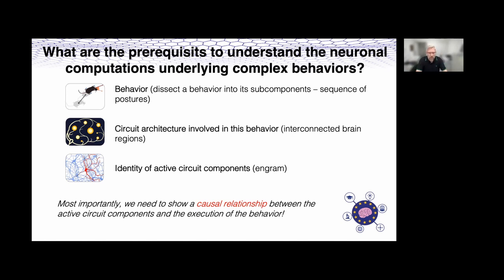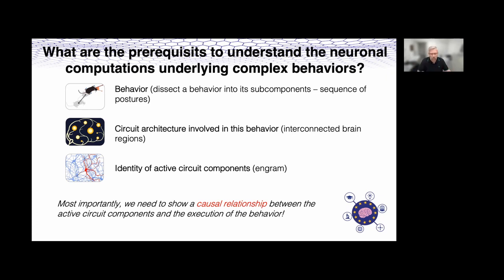So if we're talking about linking neuronal activity to behavior, we need certain prerequisites. We need these prerequisites to understand the neural computations underlying these complex behaviors. And what we need for an understanding is we need to define a behavior. So we need to define the behavior, dissect the behavior into its subcomponents, and the subcomponents of a behavior we dissect into sequences of postures.